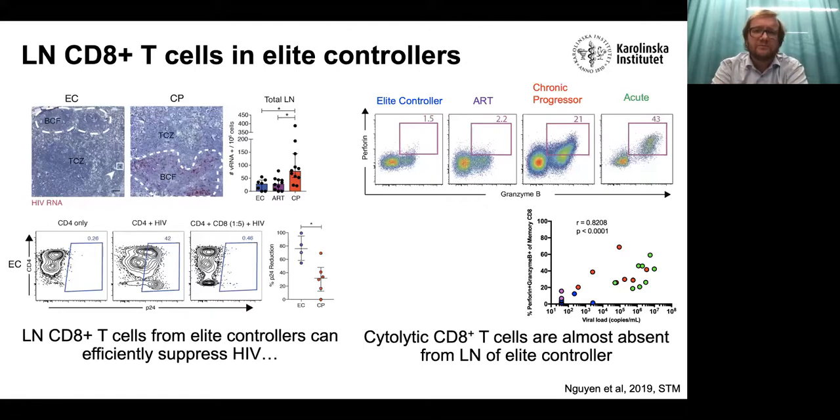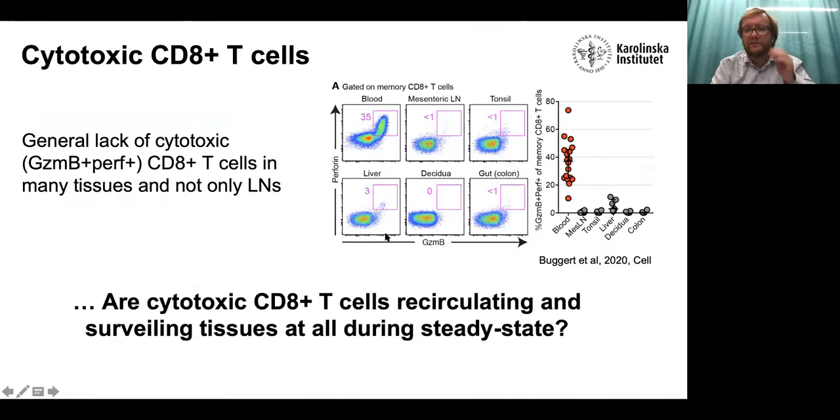So really, what it seems like was the cytotoxic CD8 positive T cells defined by perforin and Granzyme B expression are almost absent from lymph nodes of elite controllers. But actually, this was something at this time point that we started to see was something similar when you start to look into other tissues as well, at steady state, also in healthy donors. It seems to be a general lack of cytotoxic Granzyme B positive, perforin positive, CD8 positive T cells in many tissues, and not only in lymph nodes.